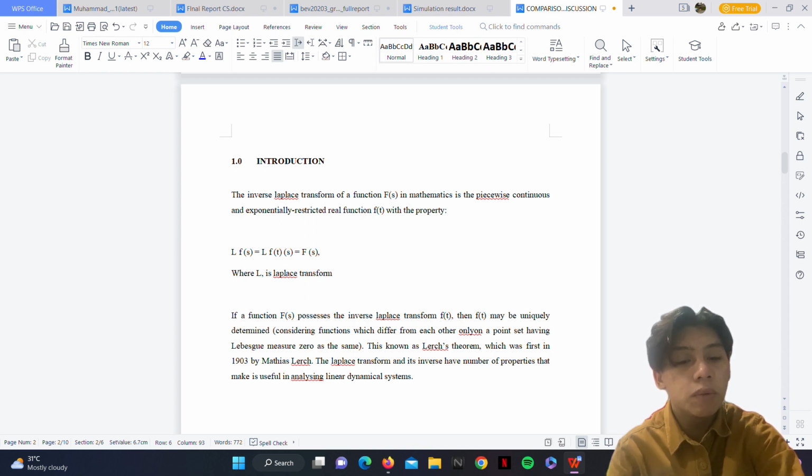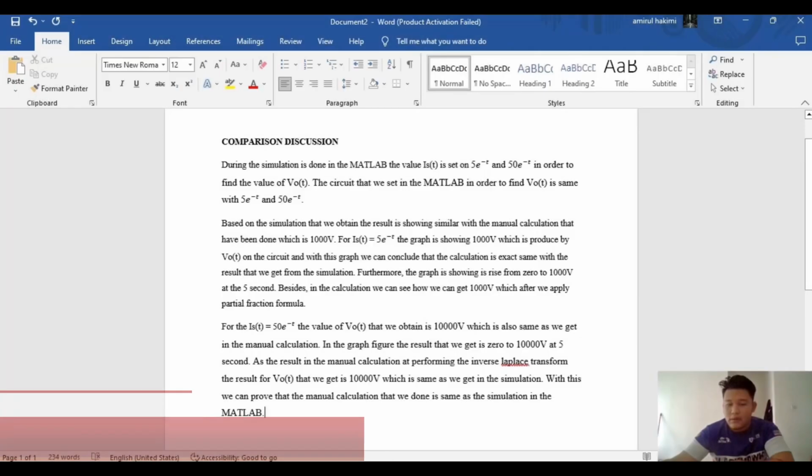The Laplace transform and its inverse have a number of properties that make it useful in analyzing linear dynamical systems.